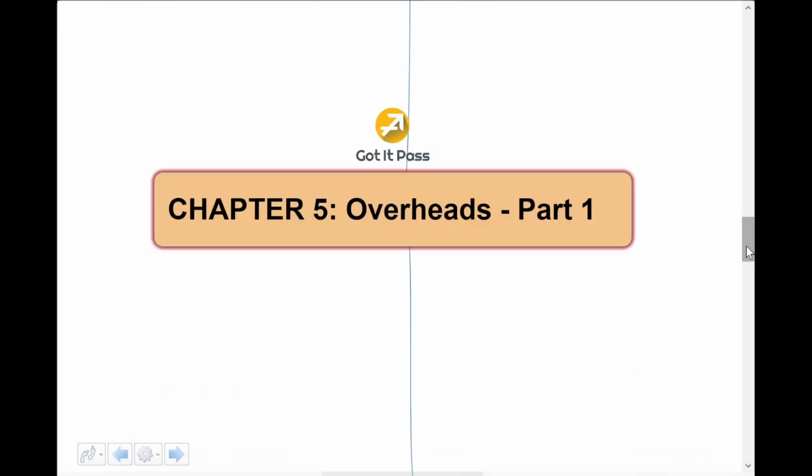So we move to chapter 5, overheads. You'll note that for this particular chapter, we've broken it down into a series of parts. There's several reasons for that. The first reason is that there's quite a lot of information in this chapter, and if you're new to management accounting, you may find it tricky to grasp all the concepts on the first or second chance.